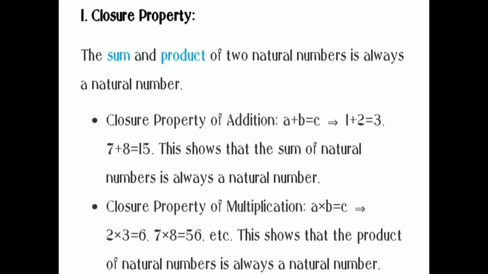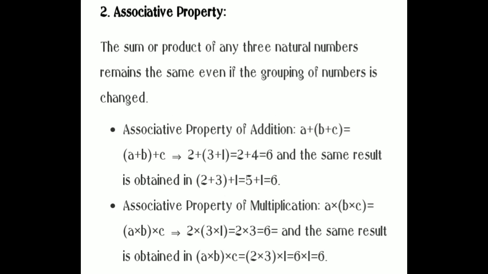So in closure property of multiplication, the formula is a times b is equal to c. For example, 2 times 3 is equal to 6, 7 times 8 is equal to 56, and so on. This shows that the product of natural numbers is always a natural number. So the set of natural numbers N is closed under addition and multiplication, but this is not the case in subtraction and division. So next we talk about associative property.